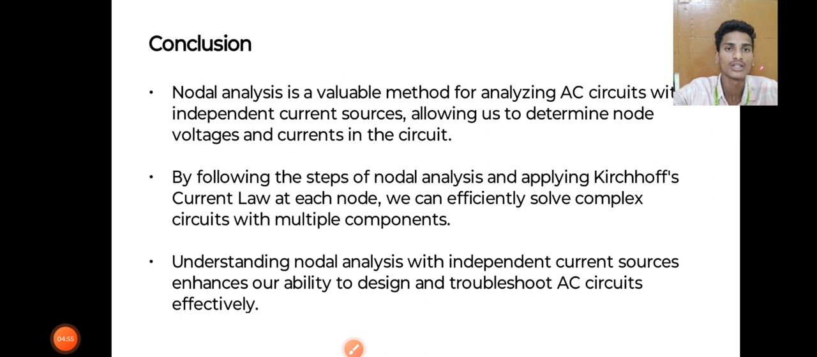Conclusion. Nodal analysis is a valuable method for analyzing AC circuits with independent current sources, allowing us to determine node voltages and currents in the circuit. By following the steps of nodal analysis and applying Kirchhoff's current law (KCL) at each node, we can efficiently solve complex circuits with multiple components. Understanding nodal analysis with independent current sources enhances our ability to design AC circuits effectively.